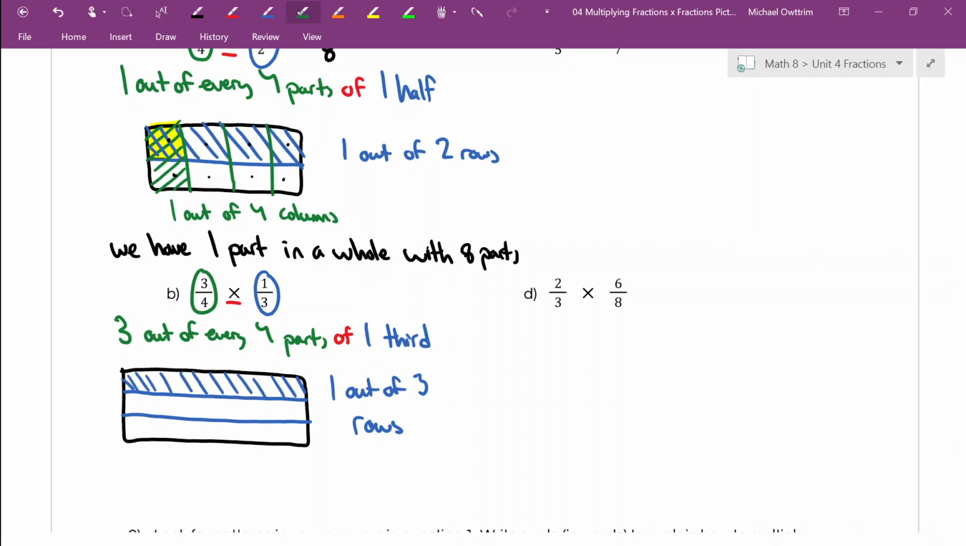And then we want to keep 3 out of every 4 parts of that. So I'll start by splitting it up into 4 parts, and I'll shade in 3 of those 4. My solution lies where I have both overlapping, and I see 3 parts. Oops, there's 3 there.